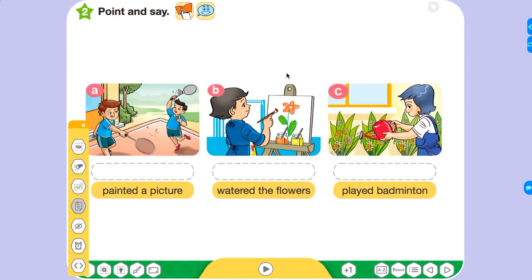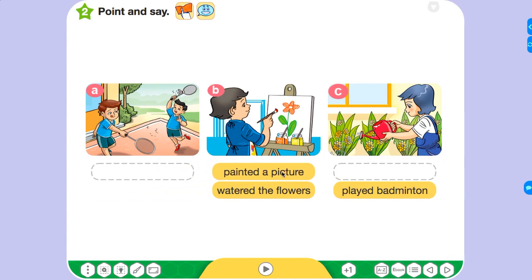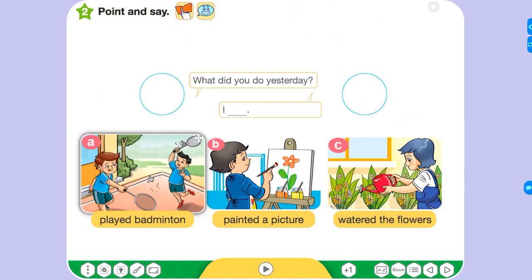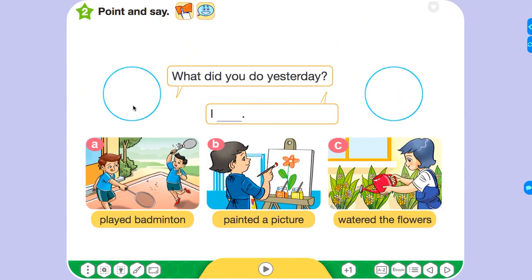We move on to activity 2. Point and say. Everyone look at your book or look at the screen. You can see that. Number 1. Painted a picture. Is picture B. Watered the flowers. Tưới nước cho hoa. Picture C. And the last one, played badminton. Picture A.